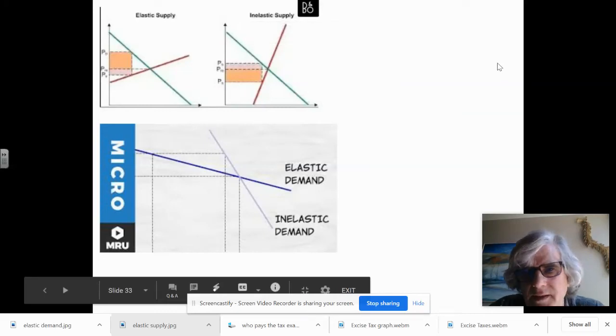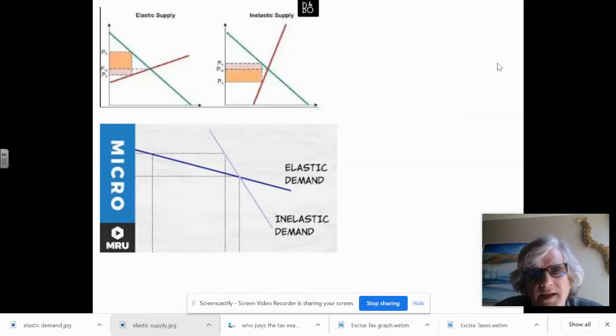Elastic and inelastic. So there is inelastic supply, there's inelastic demand, there's elastic supply and elastic demand. You're not going to be tested on this except you're going to have to know briefly what the graphs look like, and you might need them for our tax examples and things like that. So inelastic demand means that no matter what the price, people are going to pay for it.